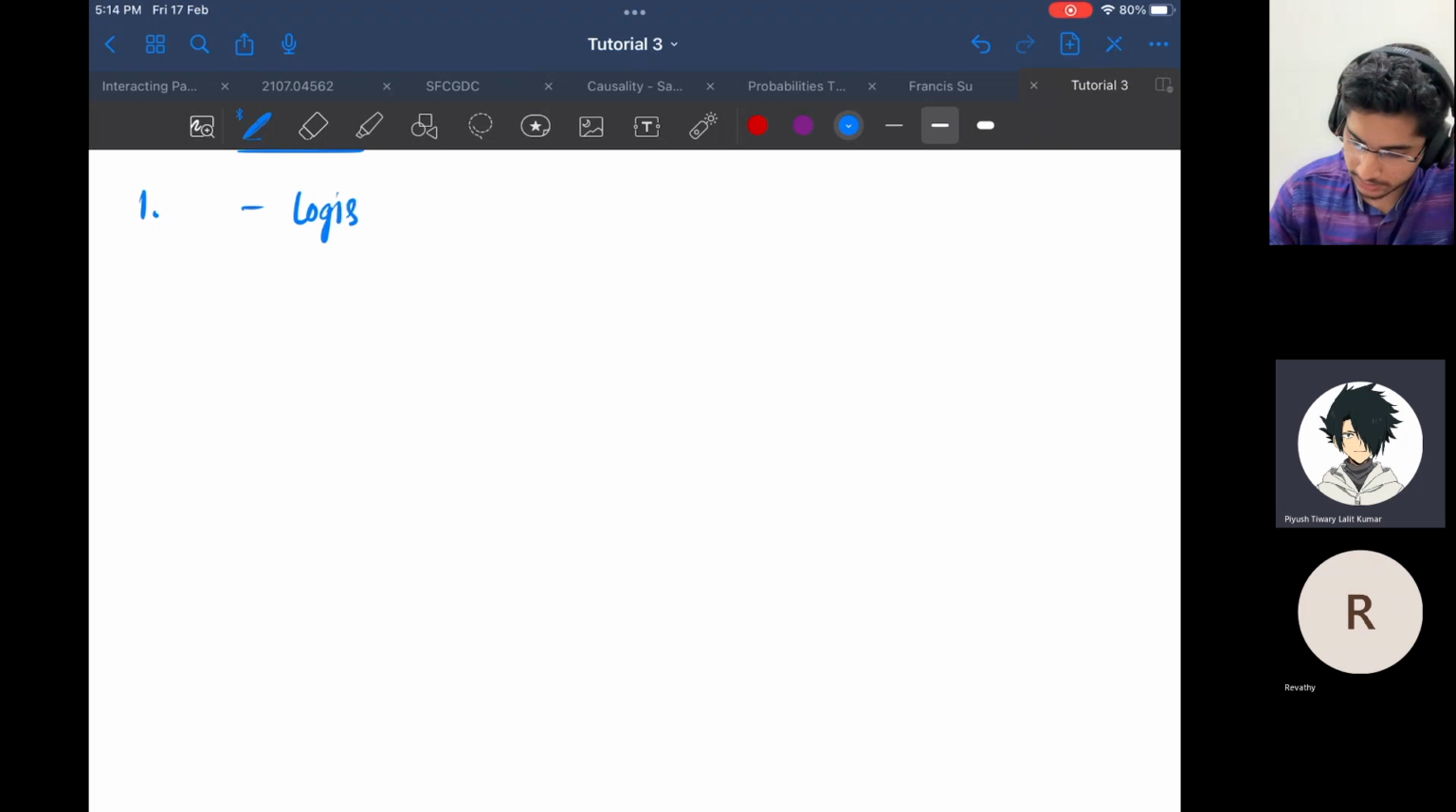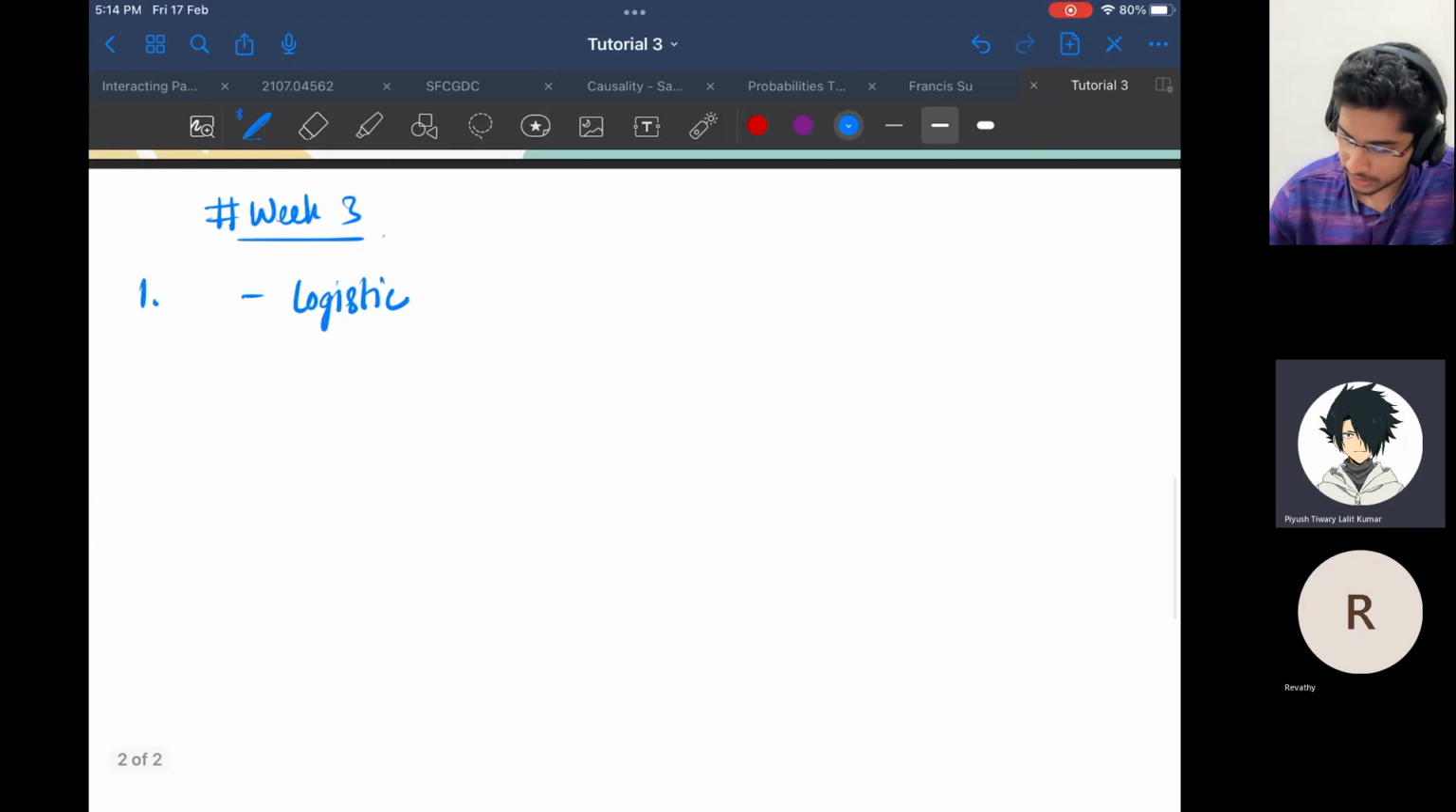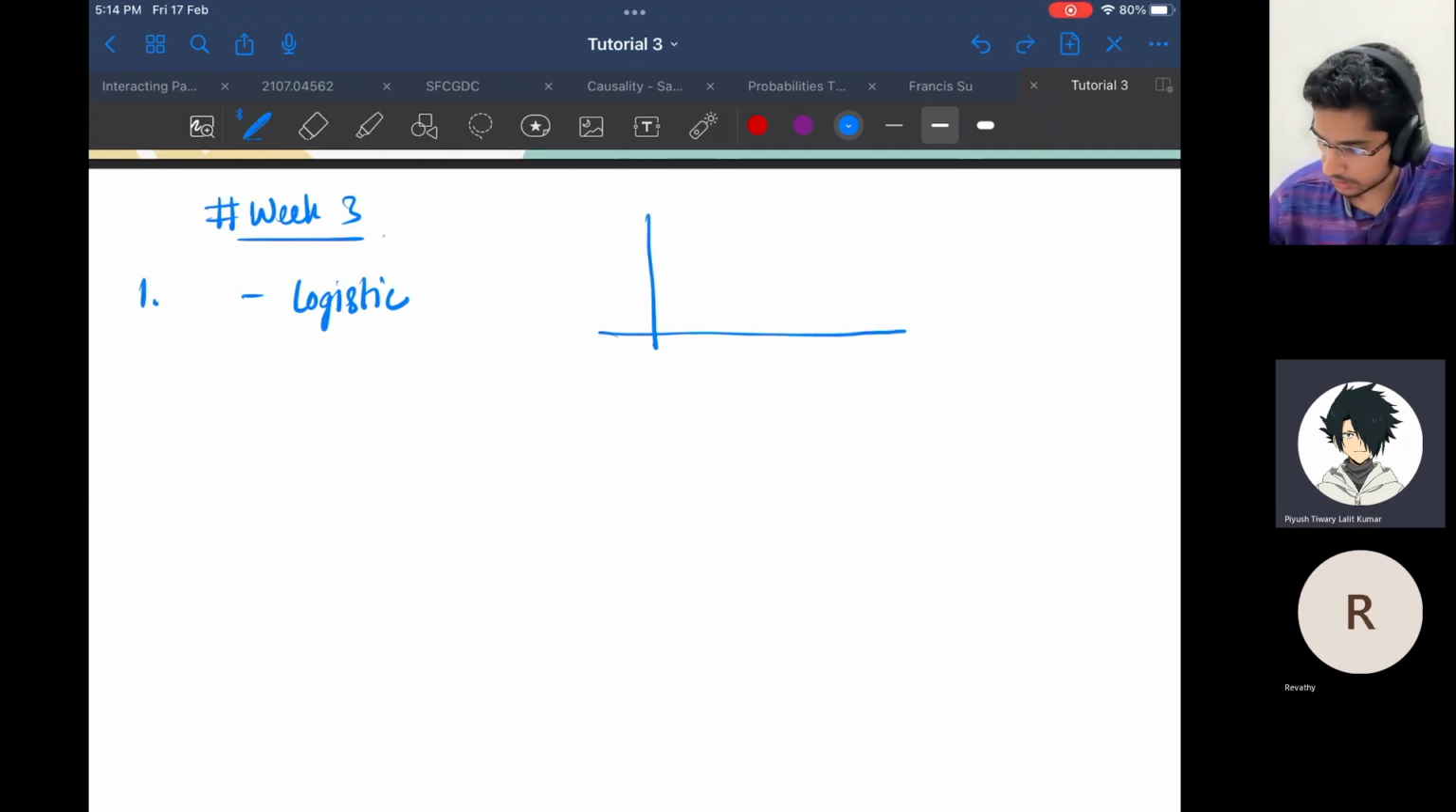One option is the logistic activation function. How does a logistic activation function look like? It looks something like this, right? So you have zero here and you have one here.